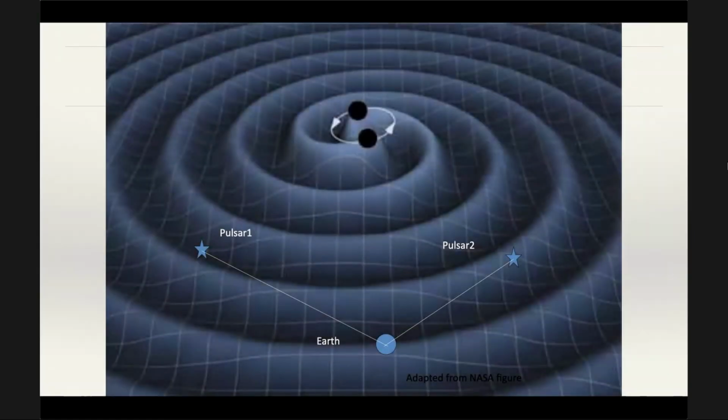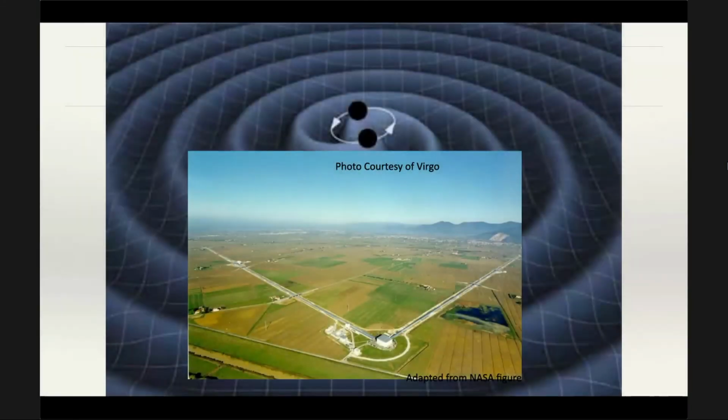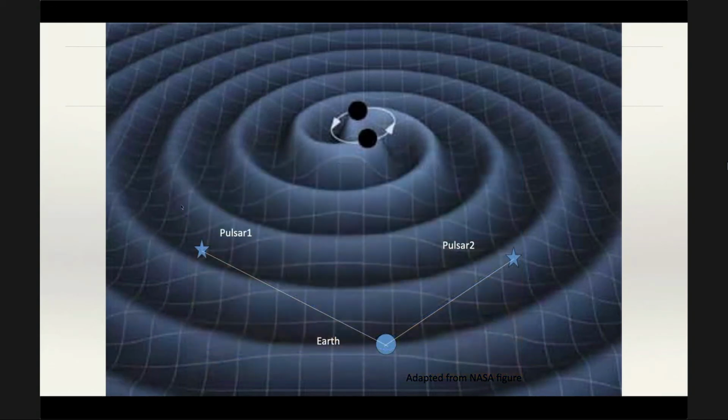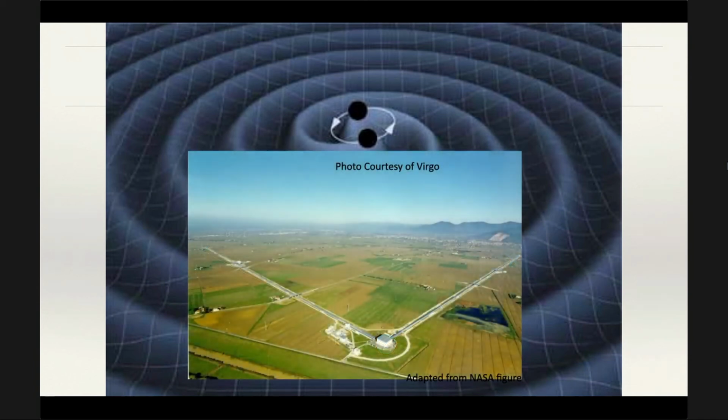So just to show you what this is like, if you're familiar with how the LIGO and the Virgo detectors work, you can think of the Earth and the two pulsars as being like the arms of the gravitational wave detector, the LIGO or Virgo in this case. And so the space-time is distorted by these orbiting black holes. That distortion affects the arrival time of the pulsars at the Earth, and we can look for that and try and make a detection of the gravitational waves.